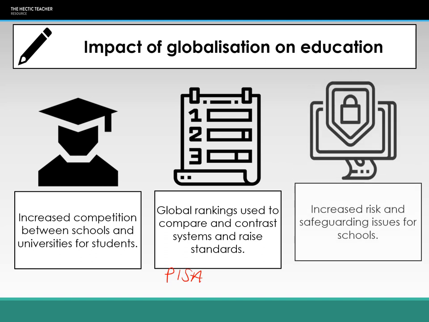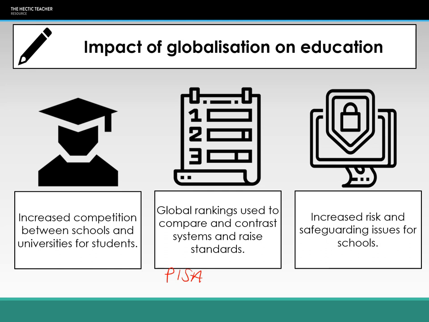And finally, globalisation has led to an increase in risk and safeguarding issues for schools. So with technological developments, we now need to think about e-safety and cybersecurity and cyberbullying. We need to think about radicalisation of vulnerable students, both in terms of religious radicalisation and in terms of extremist viewpoints such as extreme animal rights or political groups. It's not just about religious groups. We need to think about exposure to inappropriate images and inappropriate content on the internet.